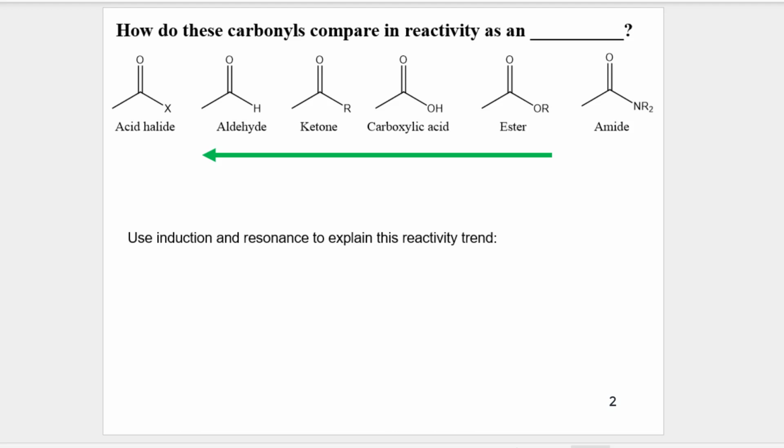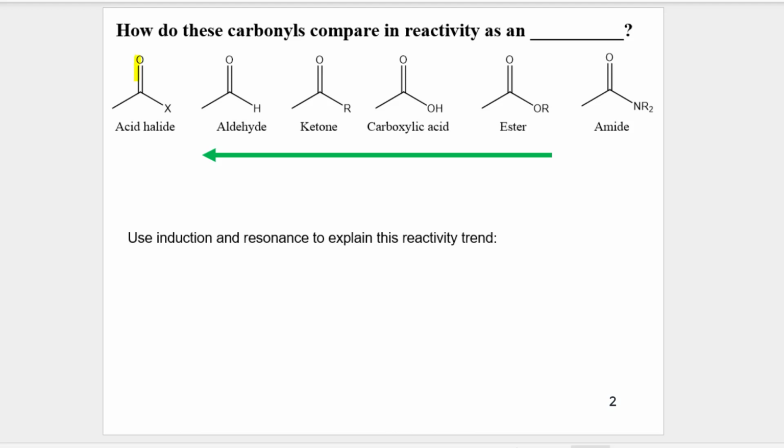In this chapter, we're going to be doing chemistry on carbonyls. And the specific carbonyls we're going to focus on include the carboxylic acids, esters, amides, and acid chlorides or acid halides. What I have here is a chart of a bunch of different carbonyls.